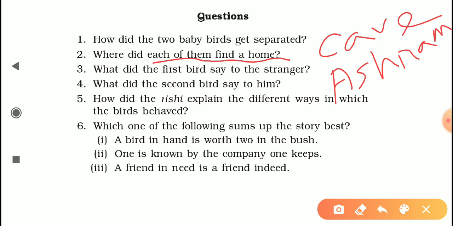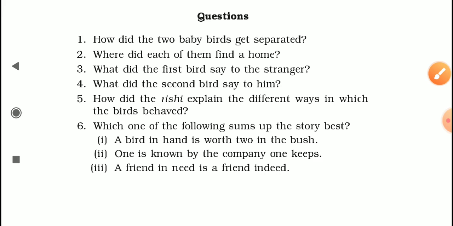Yes. What did the first bird say to the stranger? That is also given in the story. Now see here, stranger means the king. The bird, though he did not say it directly to the king, he said it to his friends. What did he say? Come, hurry up, let's rob this man, rob this king, or otherwise this man will run away, he will slip away. So come first and rob him.